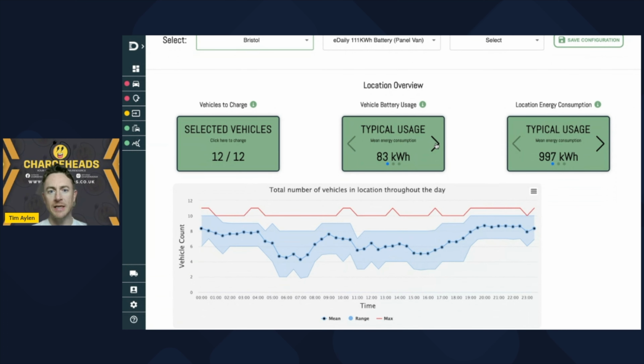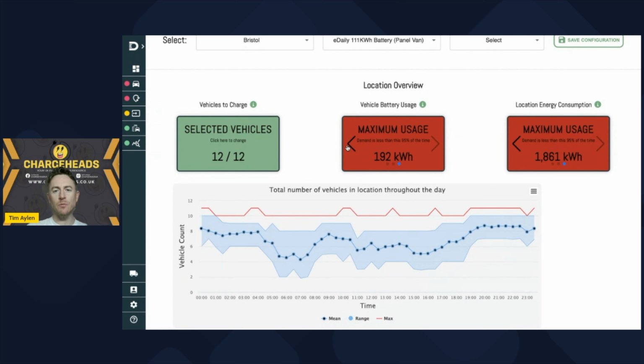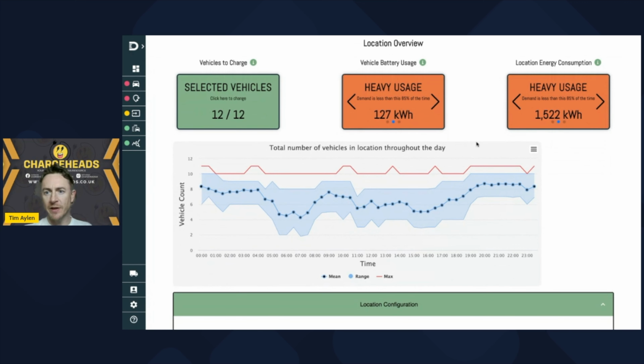We can change the battery usage from typical, heavy to maximum. So the maximum would be the most energy that vehicle consumed during the whole of the data. But there is an option now, a new feature, where we can go into specific days. I'm not going to show you today. I'll maybe show you in another video if we get lots of traction on this video and we get some comments, and I can show you in a bit more detail how we do that. So let's stick with heavy usage.